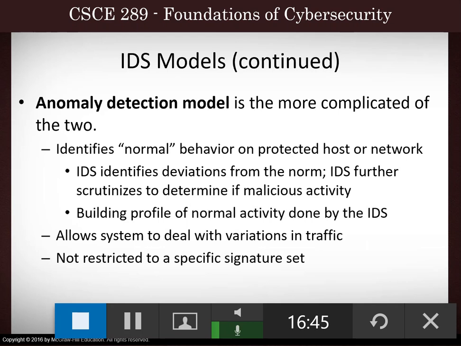Anomaly detection is the most complicated because it identifies normal behavior and it allows the system to deal with variations in traffic, and it's not restricted to a specific signature set. So again, you have to know what is normal and how you define the boundaries of what the anomalous behavior is going to be. Now, of course, you can think through this. Typically, it's just like any other normal behavior. You have the definitely normal, definitely not normal, and then you have that big gray area in between that we're not sure about.